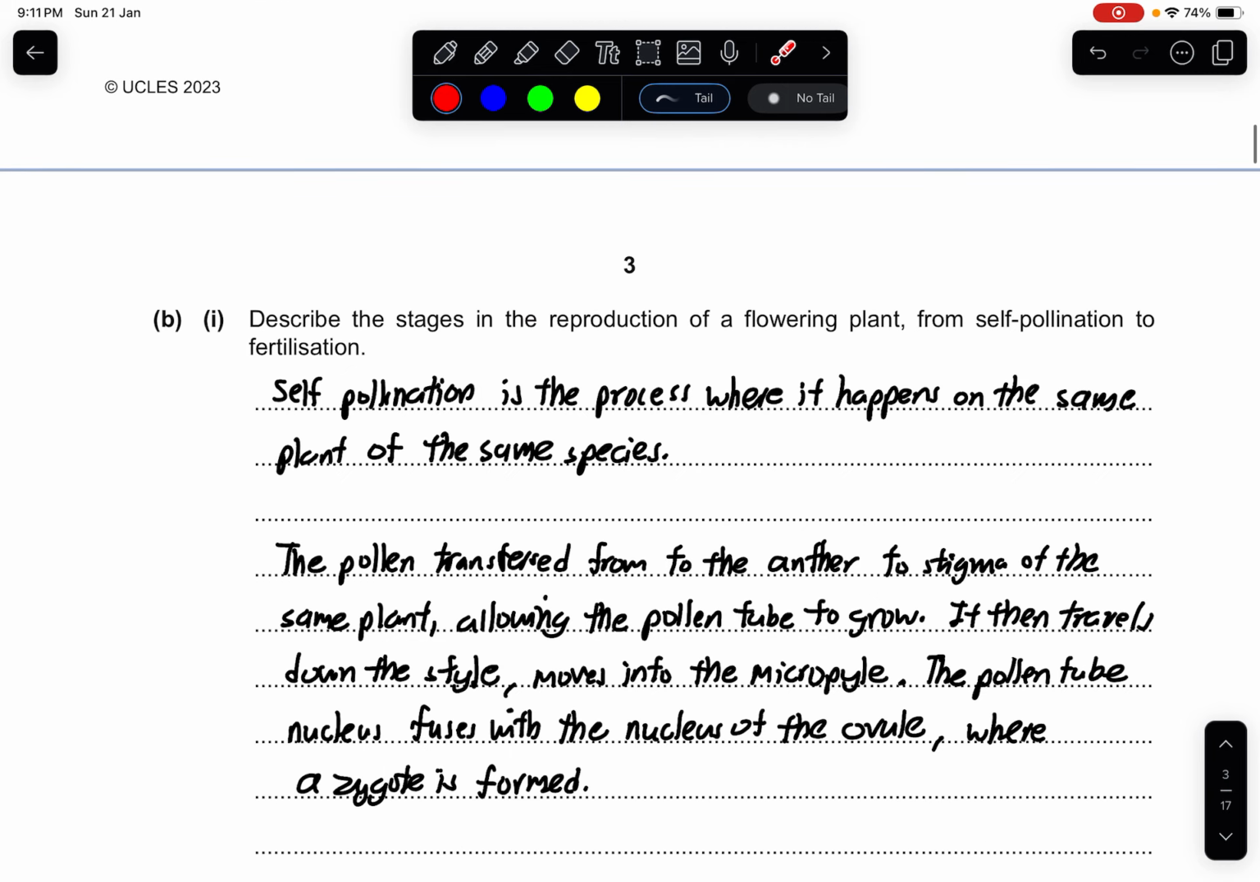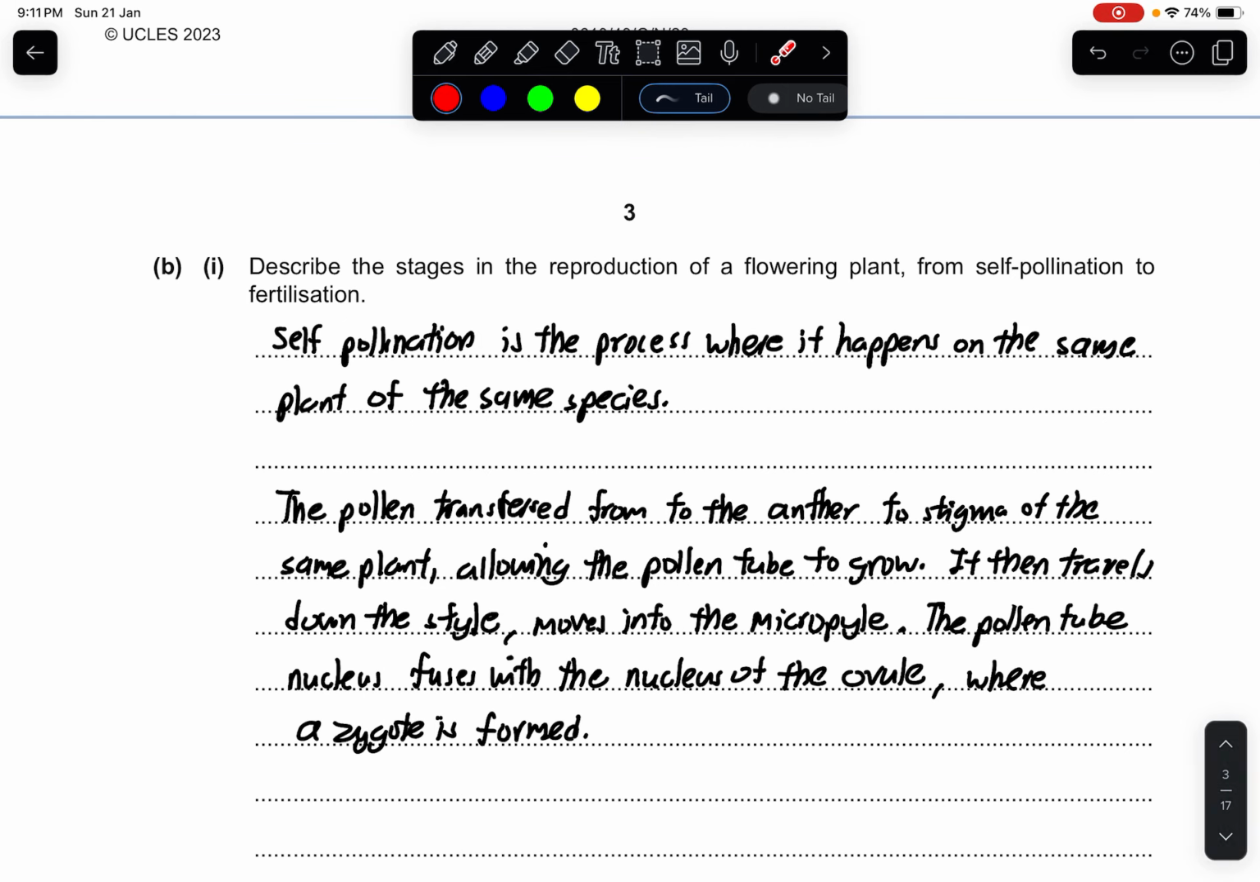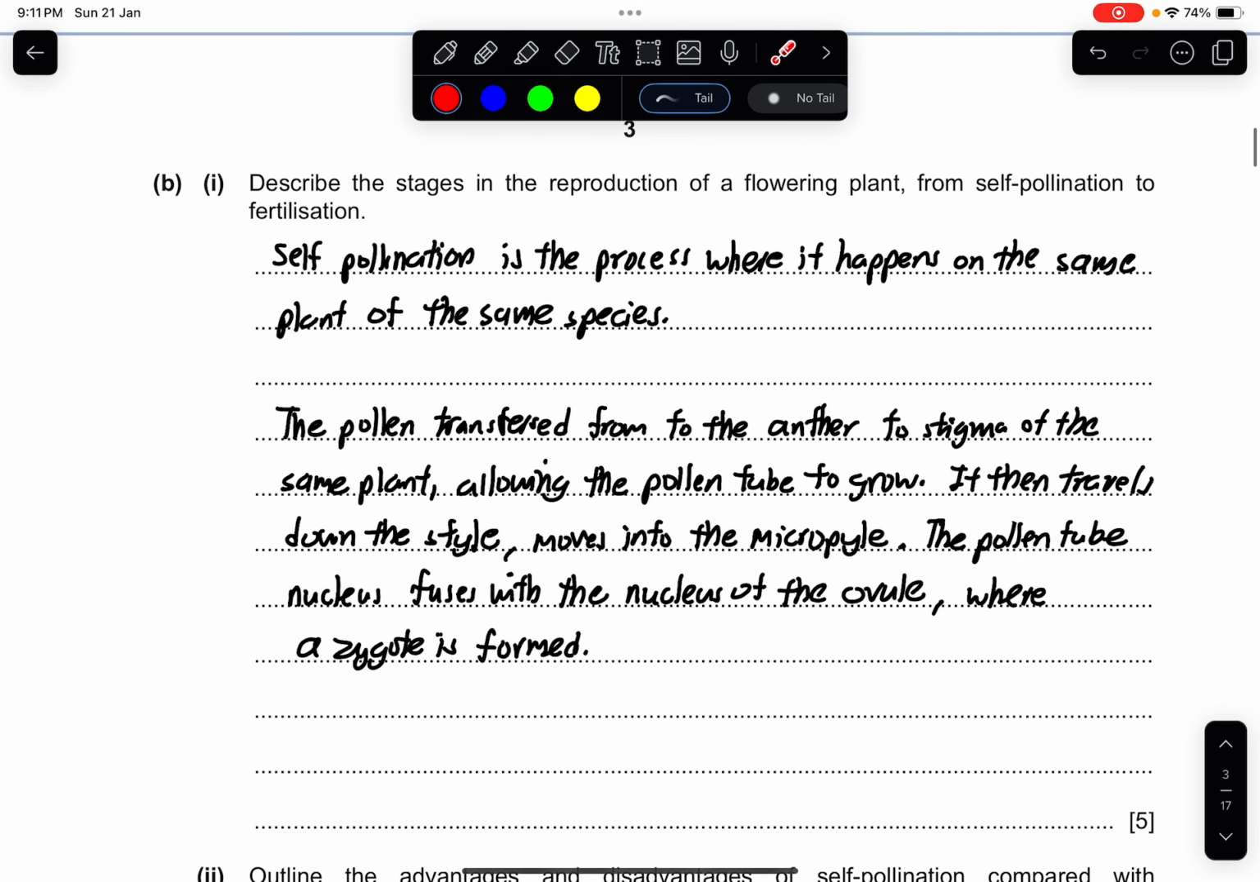Okay. Alright, B part 1. Describe the stages in the reproduction of a flowering plant from self-pollination to fertilization. So this is 5 marks here. So how I am going to write this response is by going step by step. I will first answer self-pollination, then fertilization. For self-pollination, just very simple, it is the process where it happens on the same plant of the same species. I will get 1 mark from here.